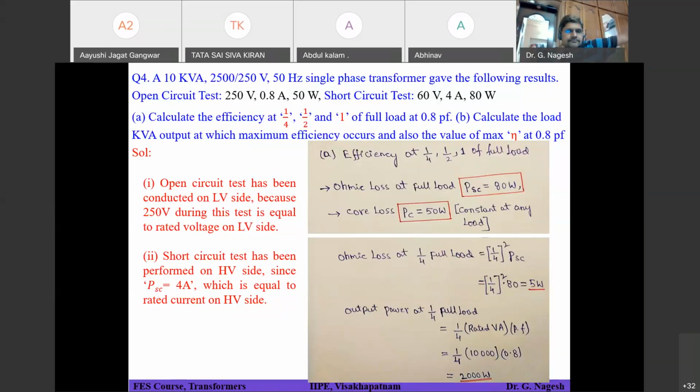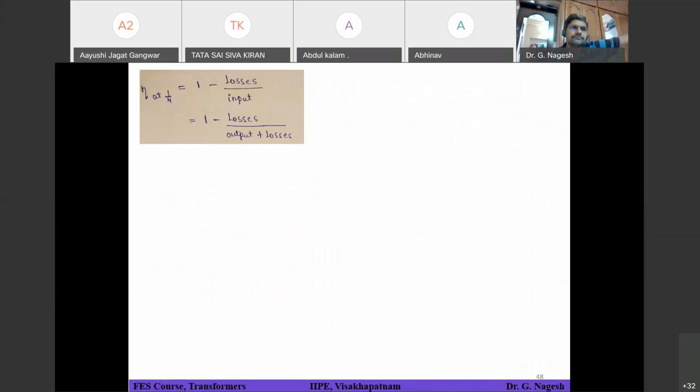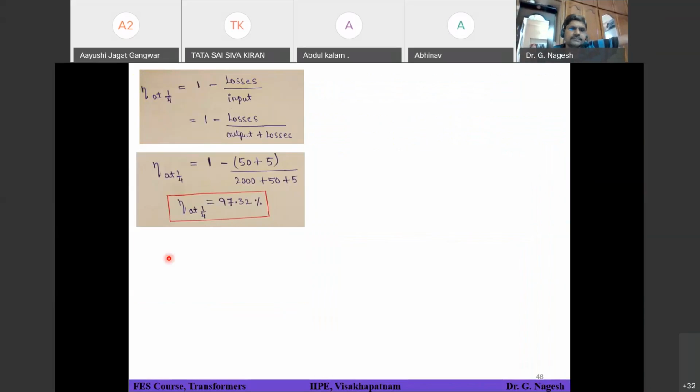Yes, sir. Same, 0.973. Okay, so let's see that. Efficiency at 1/4 full load is 1 minus losses divided by input, which is 1 minus losses divided by output plus losses. So 1 minus core losses of 50 plus copper losses at 1/4 full load of 5 watts, divided by the input. You will get approximately 97.32%. This is the efficiency at 1/4 of full load for the transformer given to you.